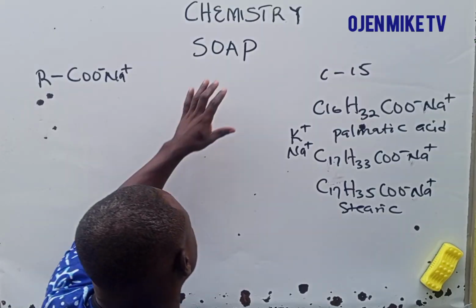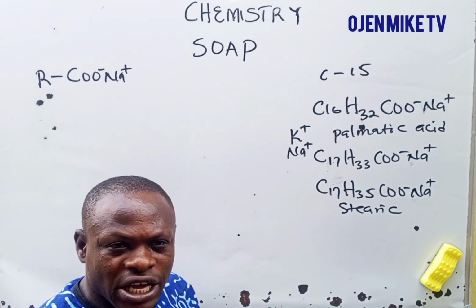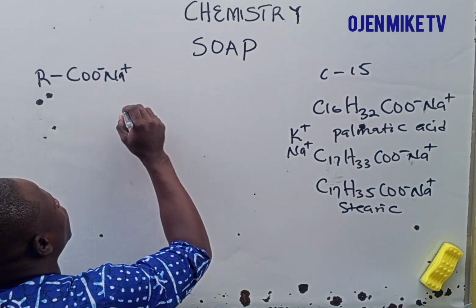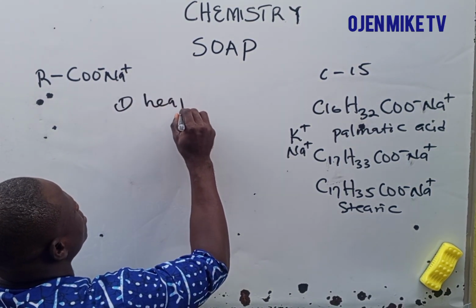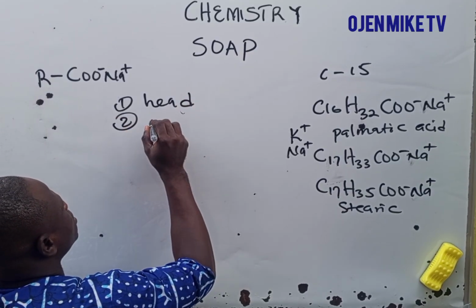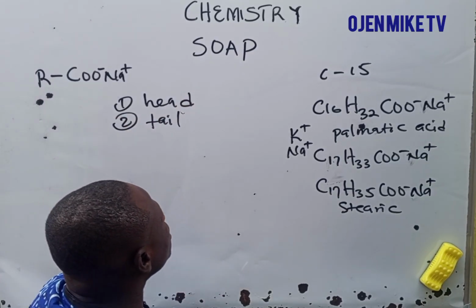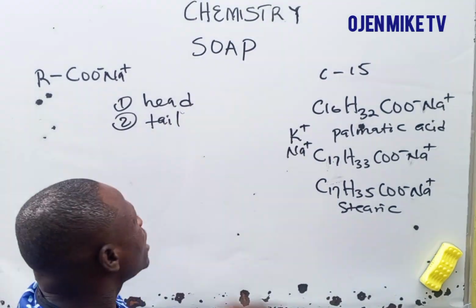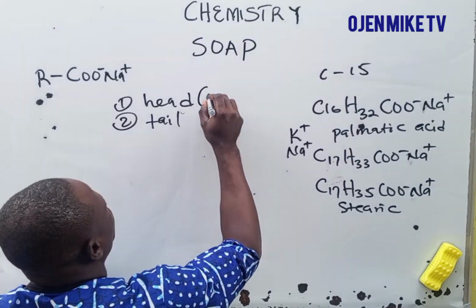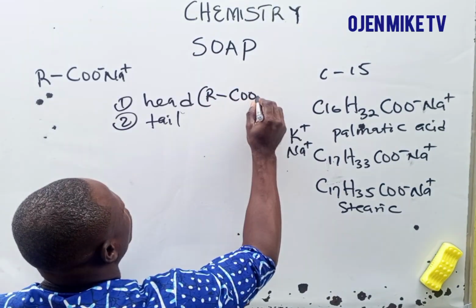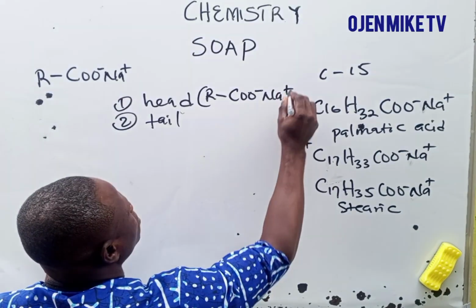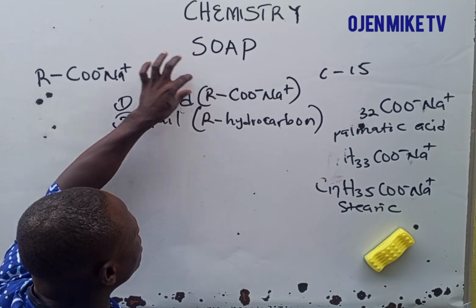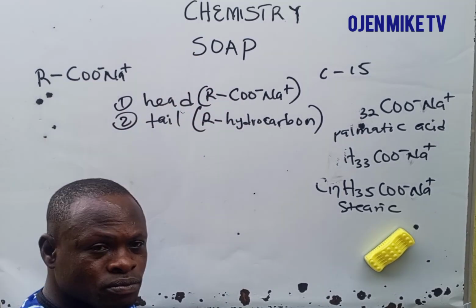Now this salt that you are seeing, before it can clean any substance, has two parts, okay? One, we have the head. Two, we have what? The tail. The soap has two parts. We have the head and we have the tail. The head is made up of what I've just drawn here, COO minus Na plus, while the tail is made of the hydrocarbon. Just know that the R here is for the hydrocarbon.